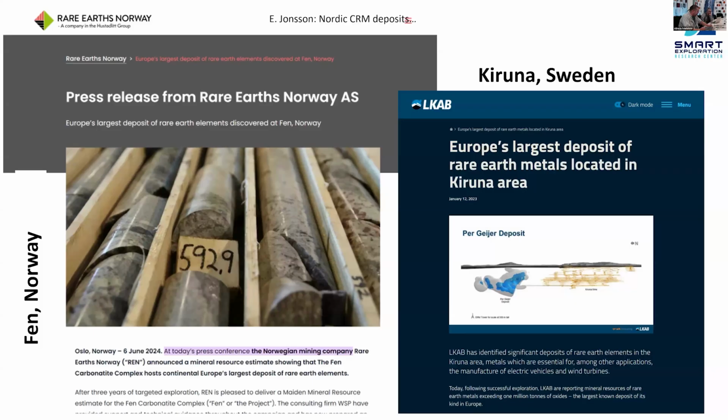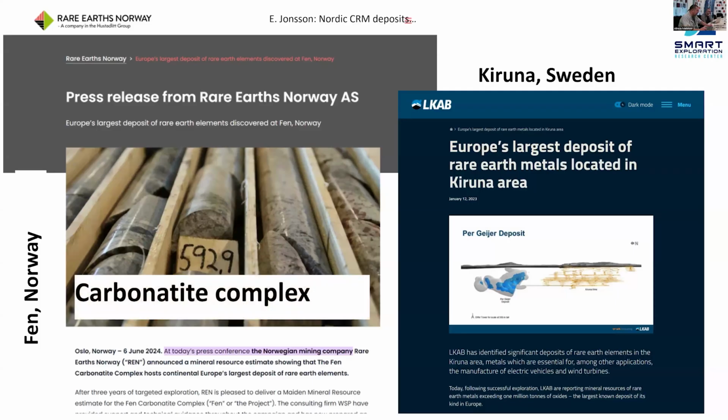6th of June 2024, the Norwegians say we have Europe's largest deposit of rare earth elements at Fen in the western part of the Oslo Rift. Well, be that as it may, we have really good potential deposits of, again, I say, diverse character. We have the carbonatite complex at Fen with particular zones that could be viable to mining because of later hydrothermal processes remobilizing rare earth elements internally.